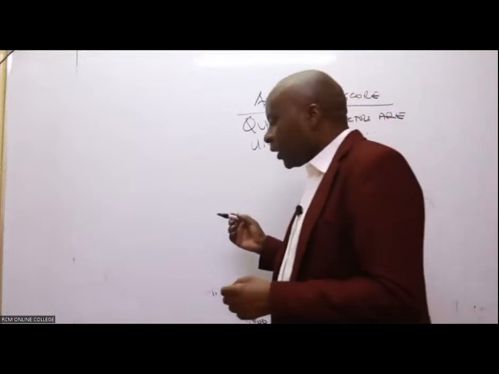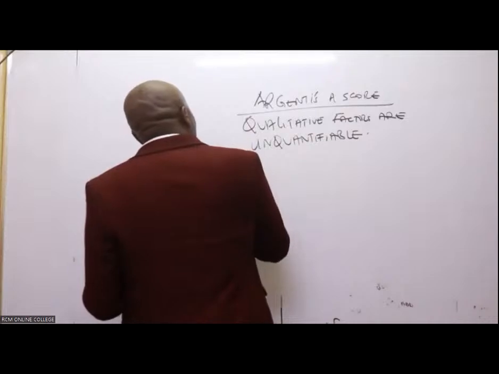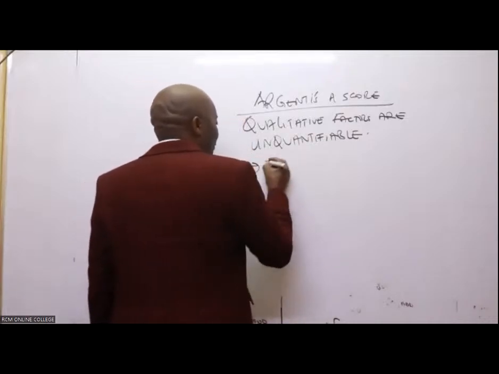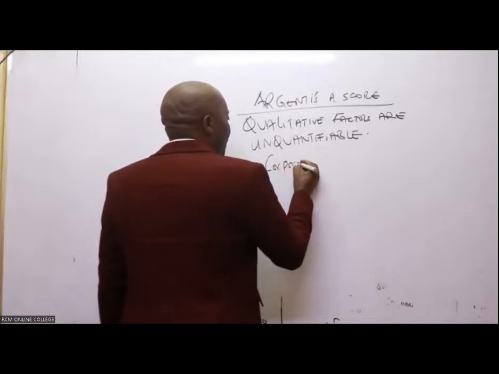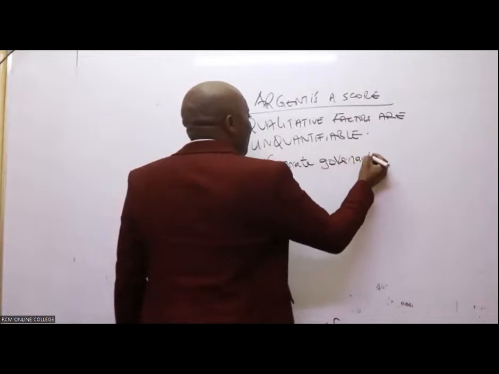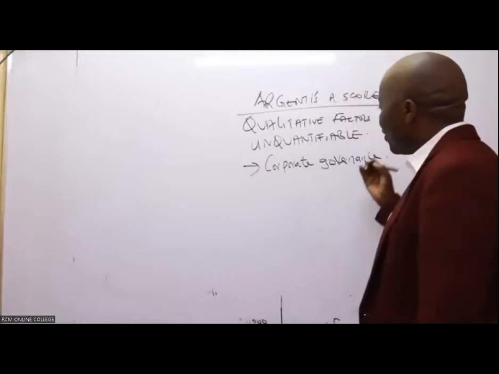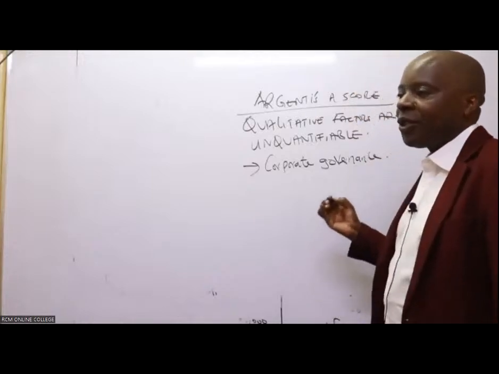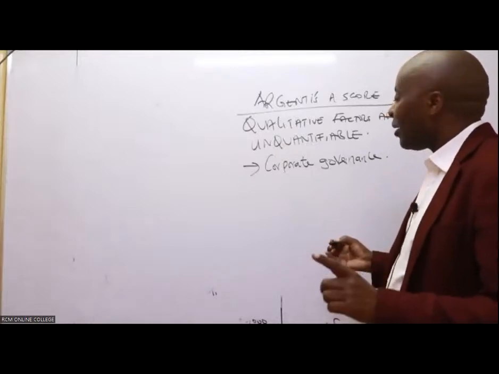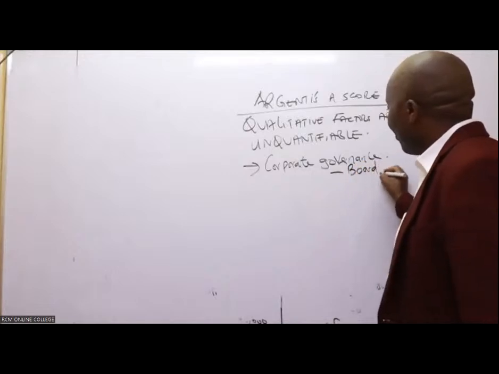All right. So under qualitative factors, what are we looking at, ladies and gentlemen? For example, we have things like corporate governance. Any company that doesn't have a very effective corporate governance structure will collapse. Remember, under corporate governance, ladies and gentlemen, every company must have a board of directors. So we need a board of directors.